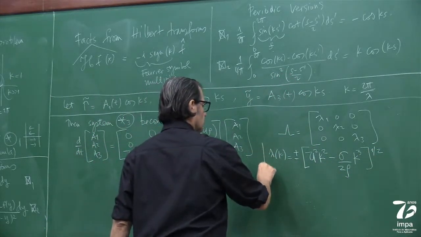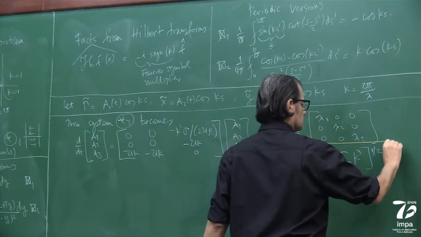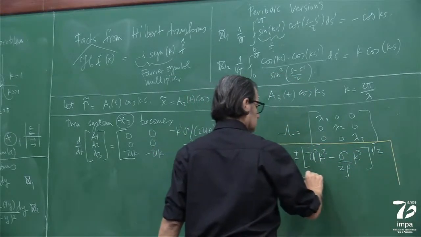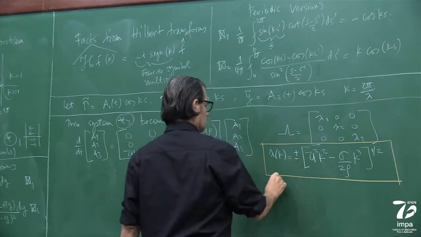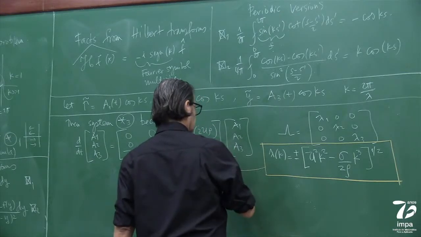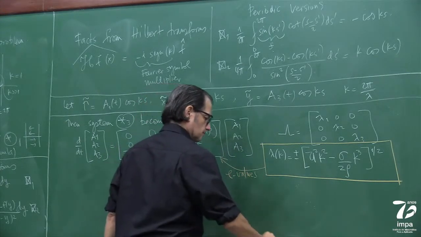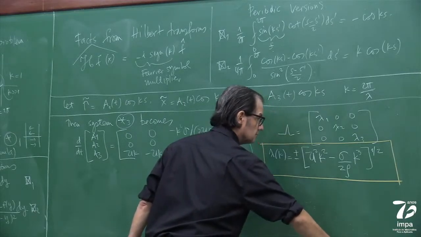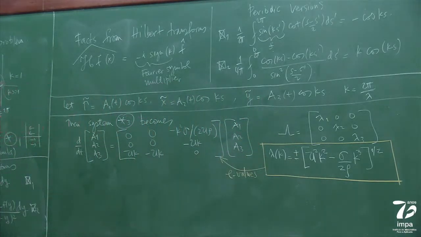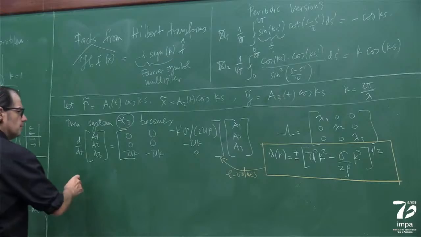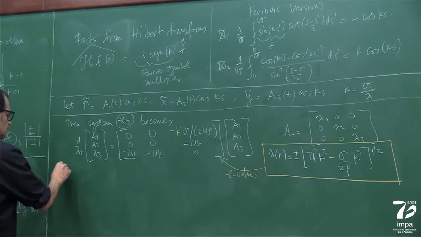Right, so this is a very important result. The eigenvalues, right? Because then solutions are e to the I lambda t. Now look at this.